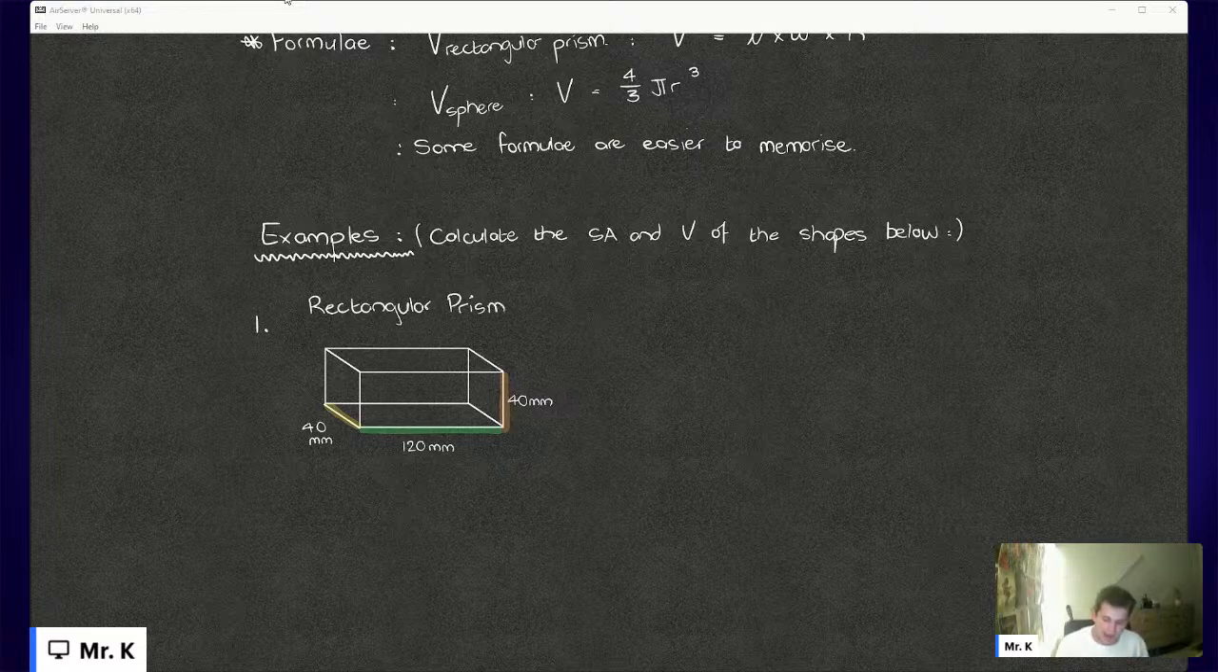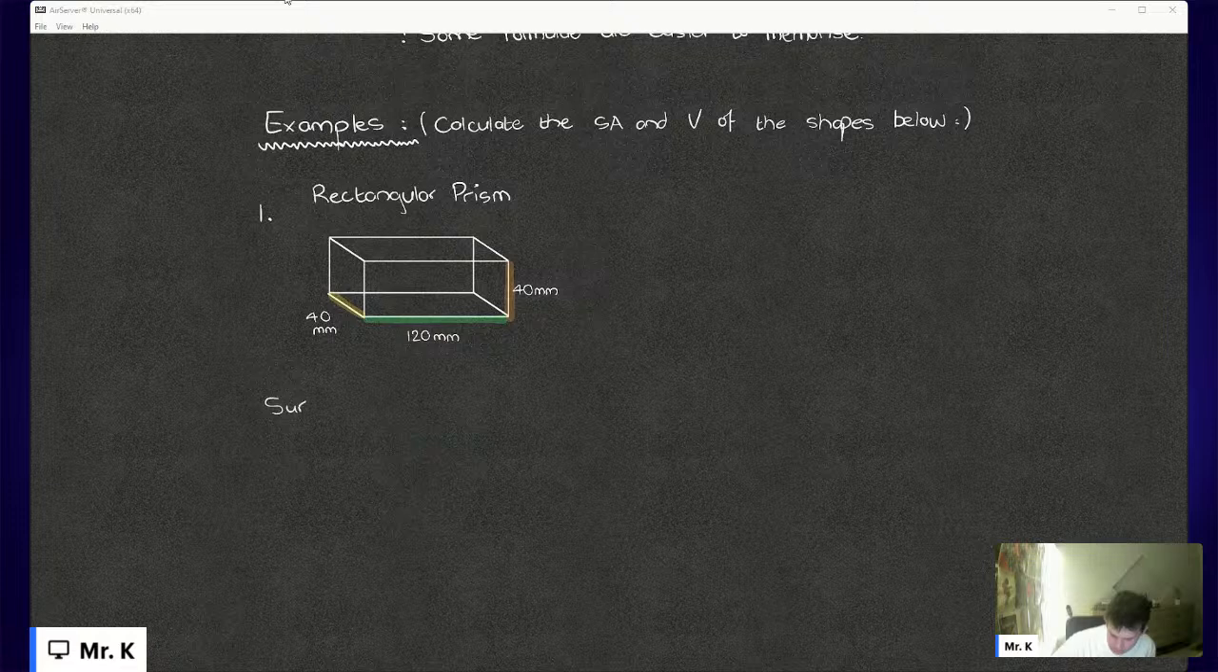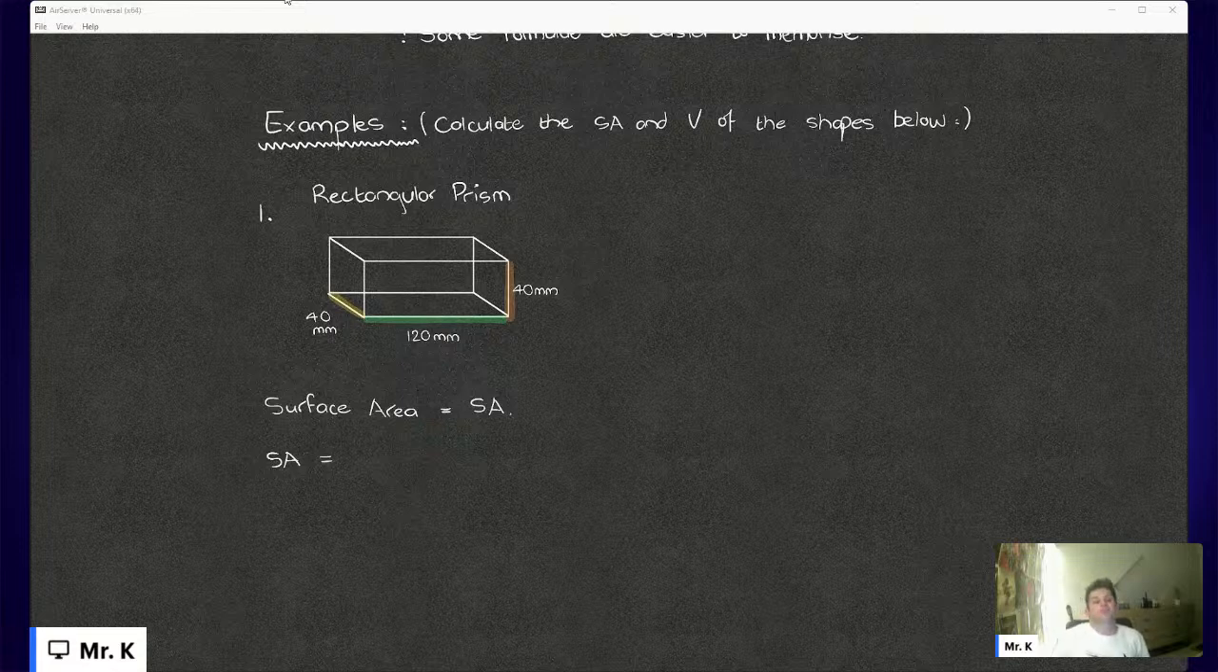Okay, so we have a rectangular prism over here. Let's say we started by calculating the surface area of this shape, guys. We can always begin by saying the surface area is equal to SA. Now, remember, surface area means that we're trying to find the area total for the shape, based on all of its individual faces.